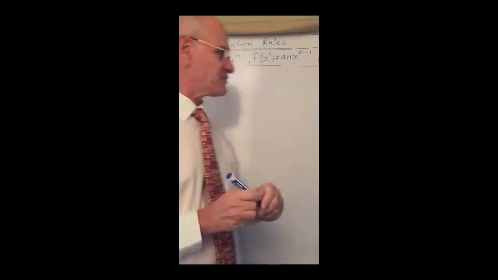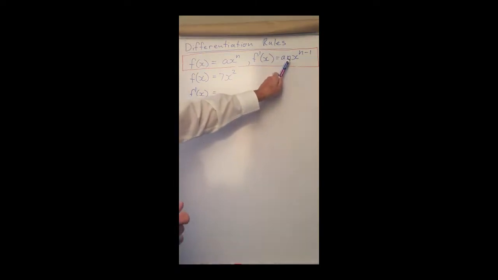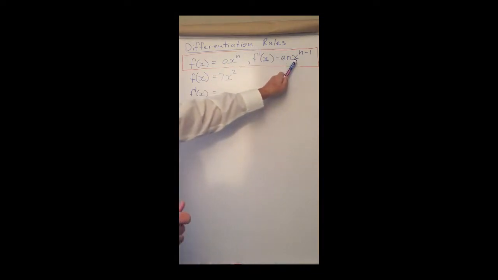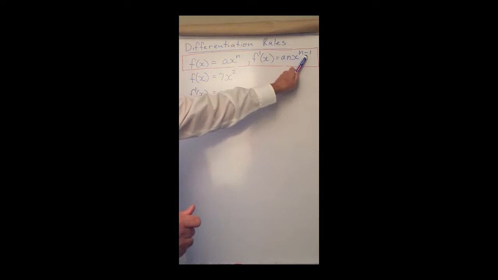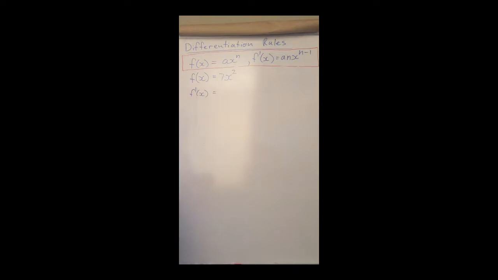Let me show you. The first rule says if I have f(x) equals ax to the power of n, that means I have a coefficient, like 7x squared, and I should differentiate it or get the first derivative of f(x). Then I need to multiply the coefficient with the exponent, a times n. Write down x, and then subtract 1 from my exponent. Let's see how it works in this case.